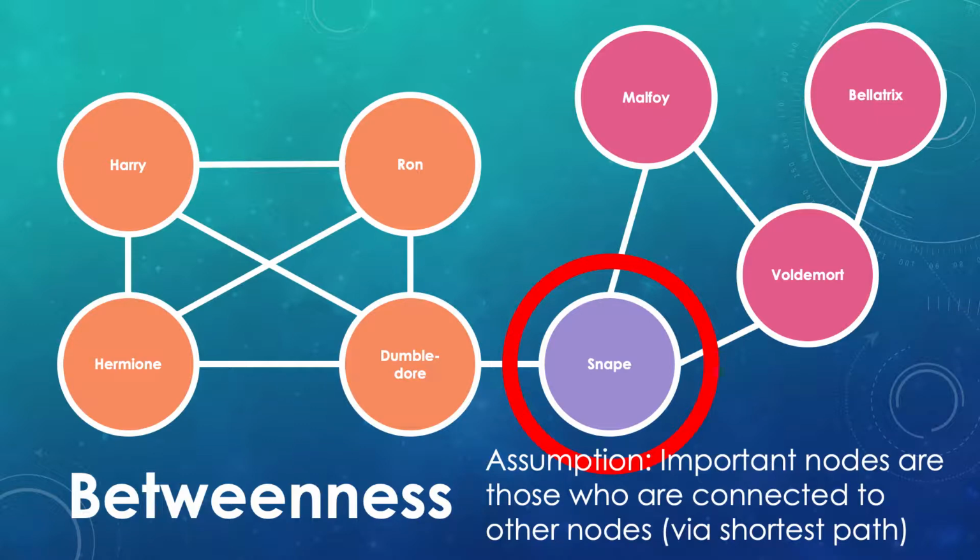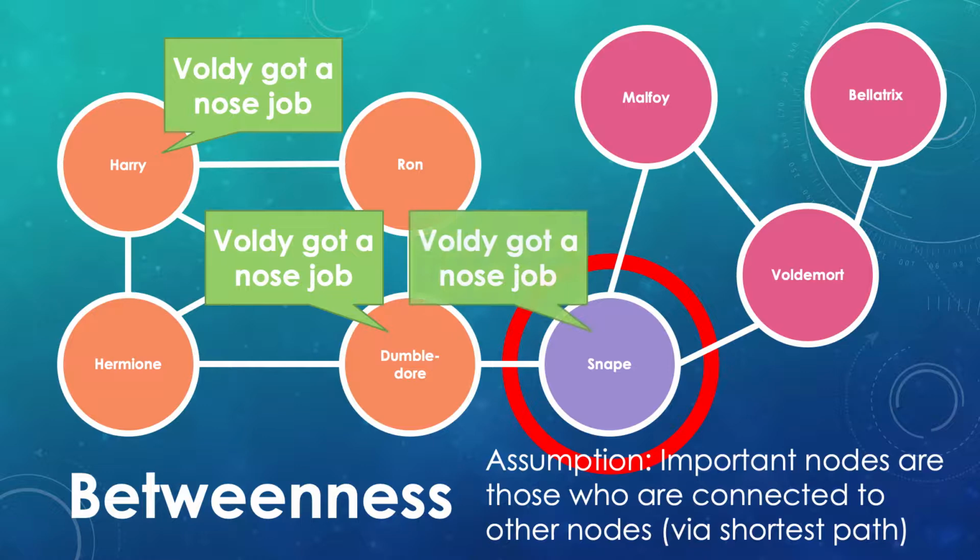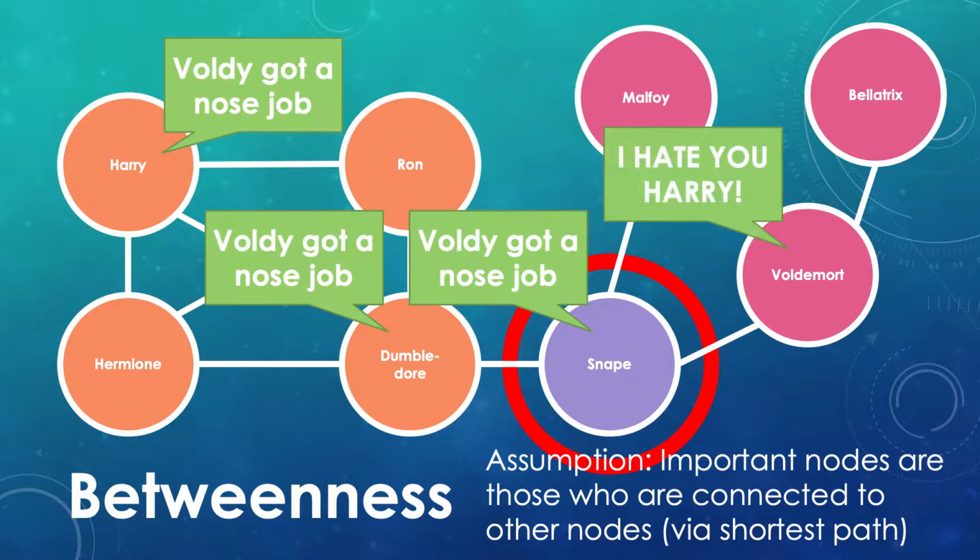In order for information to go from Harry to Voldemort, it has to go through Snape. If we need information to travel from Malfoy to Hermione, it has to go through Snape. Here's an example. Perhaps one day Harry Potter might say, I think Voldy got a nose job. That information can pass through the network to Dumbledore, to Snape, and then to Voldemort.